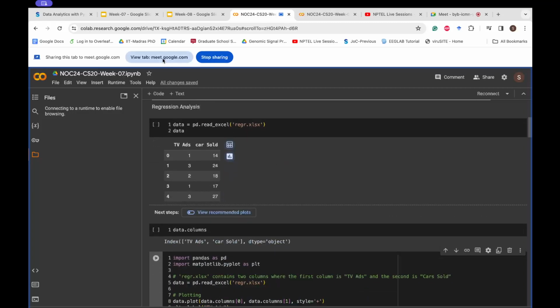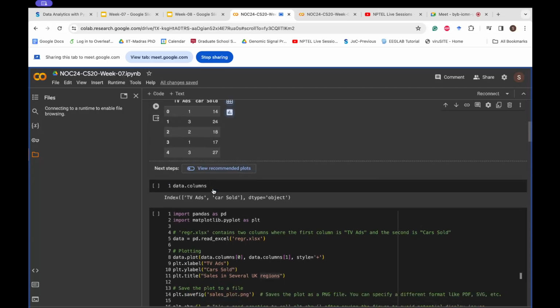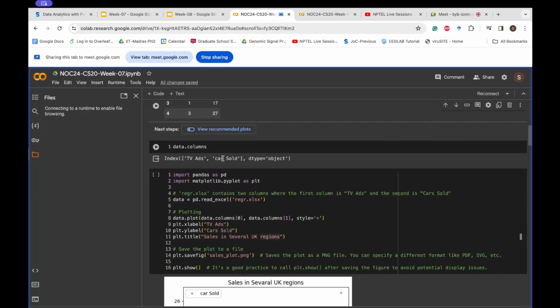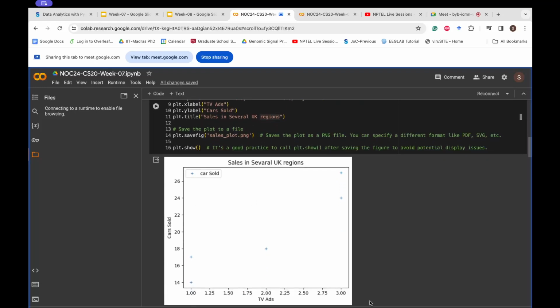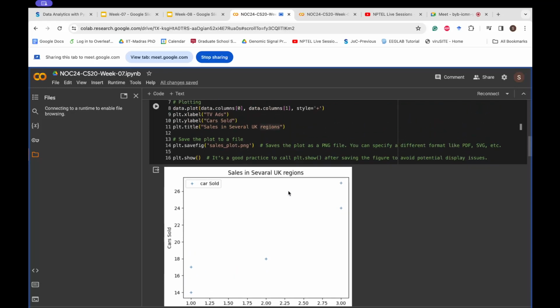So we are reading data from the regression.excel file, which had these data points, TV ads and car sales. These are the independent variable values, and these are the dependent variable values. What we were trying to do was put a scatter plot which represents the independent variable and the associated dependent variable, and the aim is to fit a line to these data points.